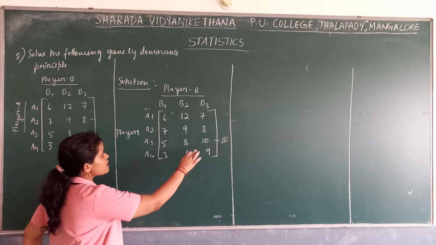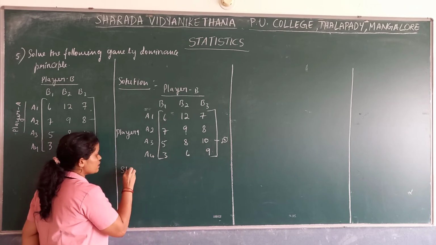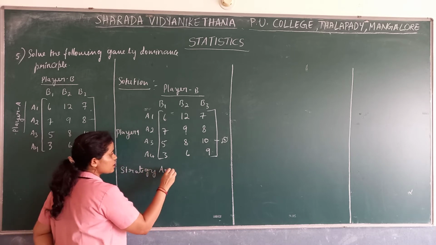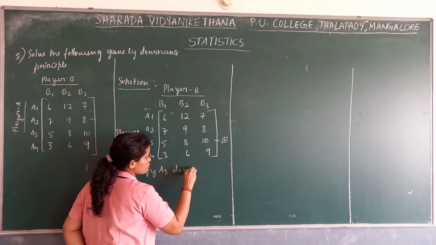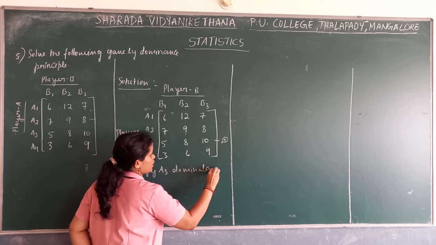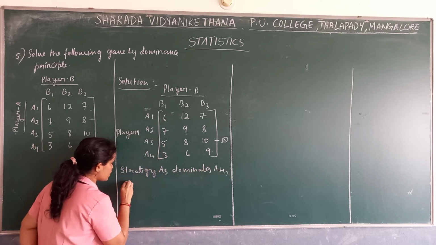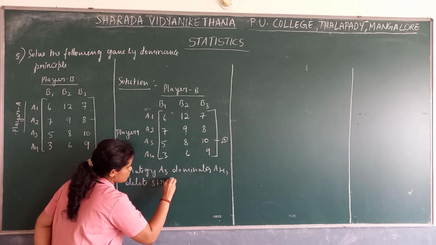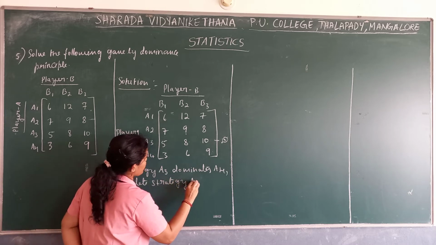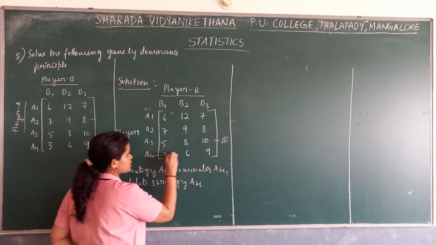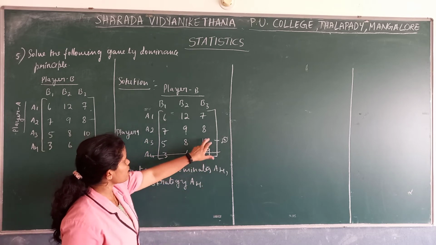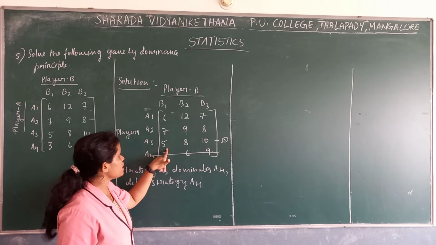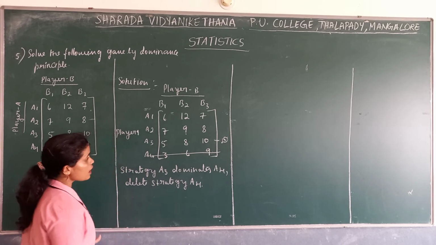So what here? Strategy A3 dominates A4. So delete strategy A4. Now it is not necessary to compare further because we already compared A2 with this and we already compared A1 with A3. Now we can write down the remaining ones.